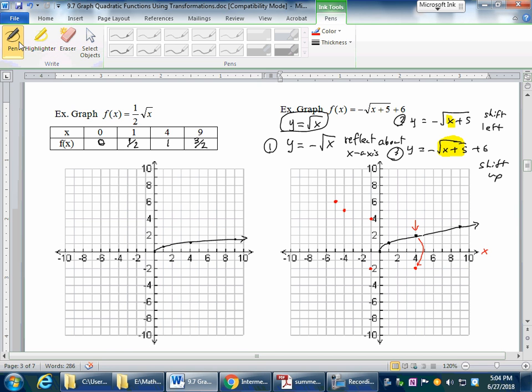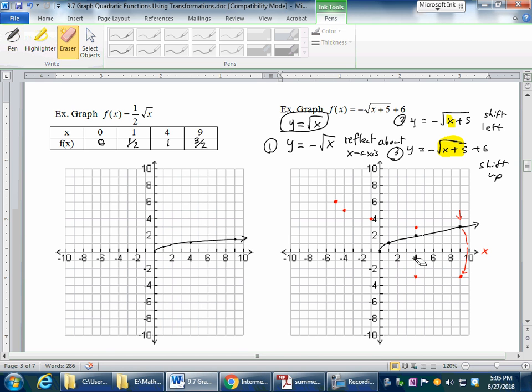Now I'm going to transform this point. So first you reflect about the x-axis. When I reflect about the x-axis 3 units, it will go down 3 units right here. And then shift to the left 5 units, down right here. And then move up 6 units, 3, 6, which ended up right here.